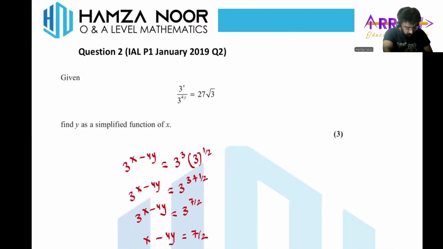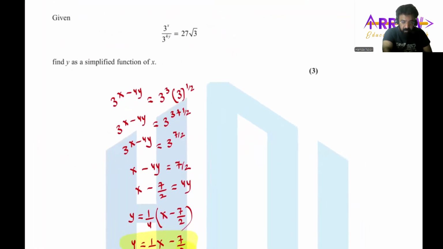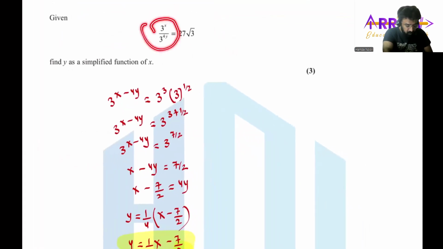So first things first, in place of 3 raised to the power of x divided by 3 raised to the power of 4y, we can write 3 raised to the power of x minus 4y. Agreed with this? Because the bases are the same and the terms are being divided, the powers are subtracted. So 3 raised to the power of x minus 4y would be equal to, in place of 27, I'm going to write 3 cubed, isn't it? So 3 cubed multiplied by 3 raised to the power of half, because square root of 3 means 3 raised to the power of half.